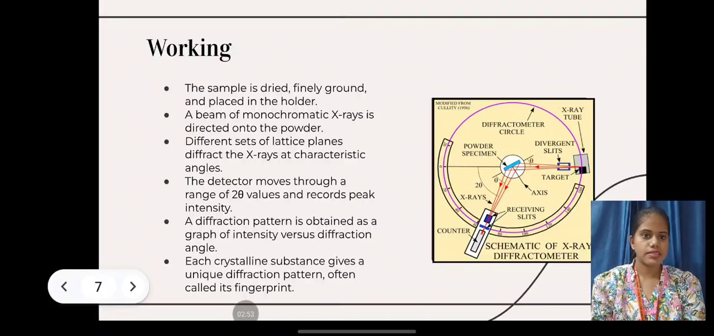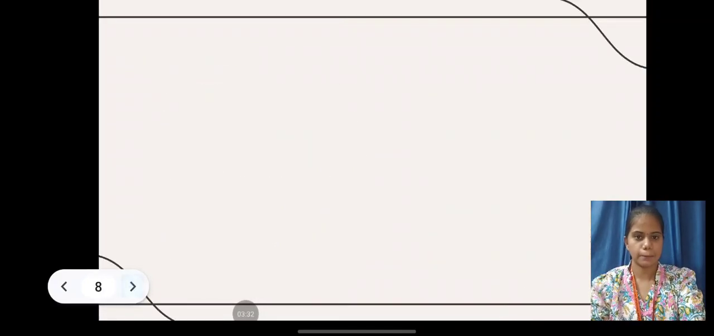Working. The sample is dried, finely ground and placed in the holder. A beam of monochromatic X-rays is diffracted by the powder. Different sets of lattice planes diffract the X-rays at characteristic angles. The detector moves through a range of 2 theta values and records peak intensity. A diffraction pattern is obtained as a graph of intensity versus diffraction angle. Each crystalline substance gives a unique diffraction pattern, often called its fingerprint. This is the process of diffraction of X-rays due to powder method.